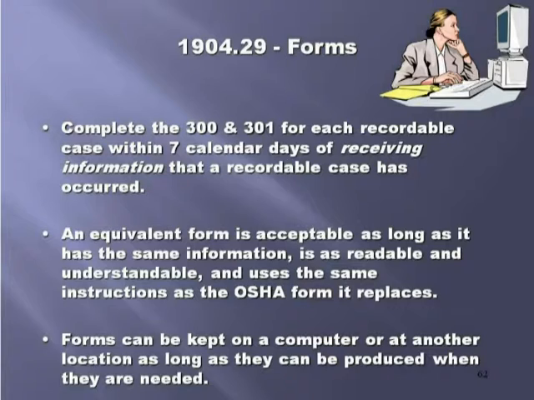Now, under 1904.29, you may use an equivalent form to the 300 as long as it is acceptable and has the same information, is as readable and understandable, and uses the same instructions as the OSHA form it replaces. I have a question. When you say an equivalent form that's acceptable to whom? To OSHA. Okay.